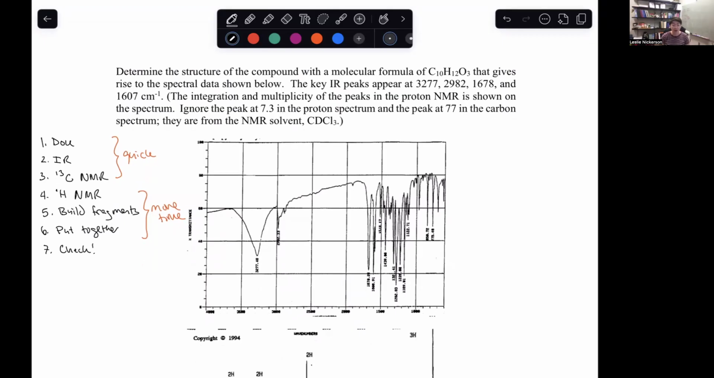Okay, so when I'm starting off with a problem like this, typically this is the order of events in which I do things. I start with the degrees of unsaturation, then I'm going to hop over to the IR. That's going to be a very fast little hop. The carbon NMR, also fast. And then I'm going to spend more time in the proton NMR, building those fragments and putting everything together. And then our final double check. So that's the main order of things.